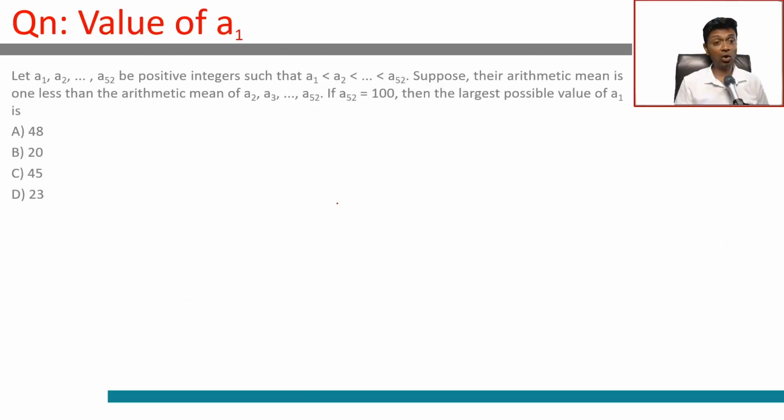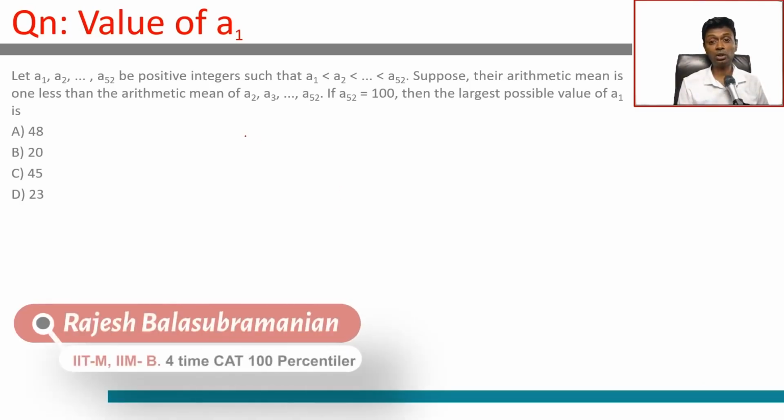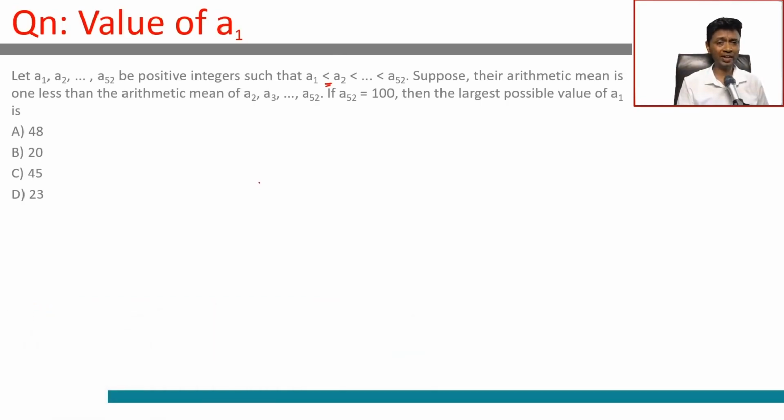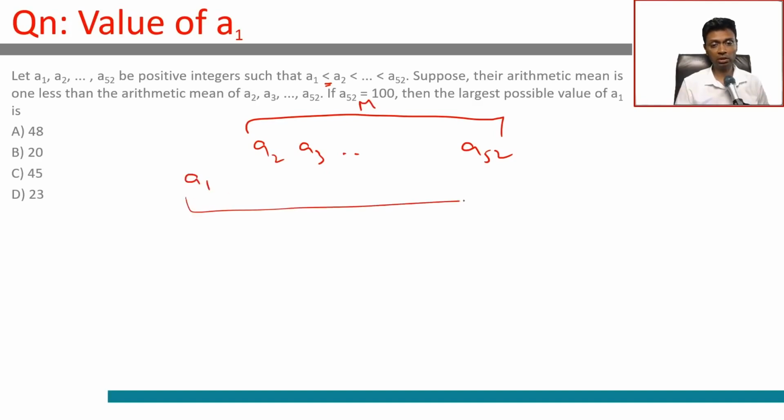Let a1, a2, a3 all the way till a52 be positive integers, that a1 less than a2 less than a3 less than all the way till a52. Wonderful. Remember, this is not even less than or equal to, strictly less than. Suppose their arithmetic mean is 1 less than the arithmetic mean of a2 to a52. Wonderful. So a2, a3 all the way till a52, let's say they have an arithmetic mean of m. And a1 to a52, the arithmetic mean is m minus 1. If a52 is 100, then the largest possible value of a1 is the wonderful question.